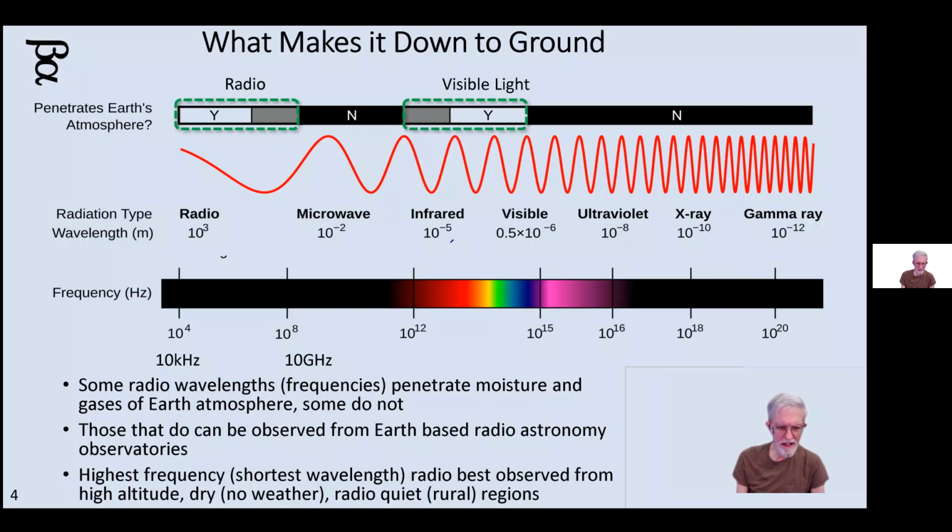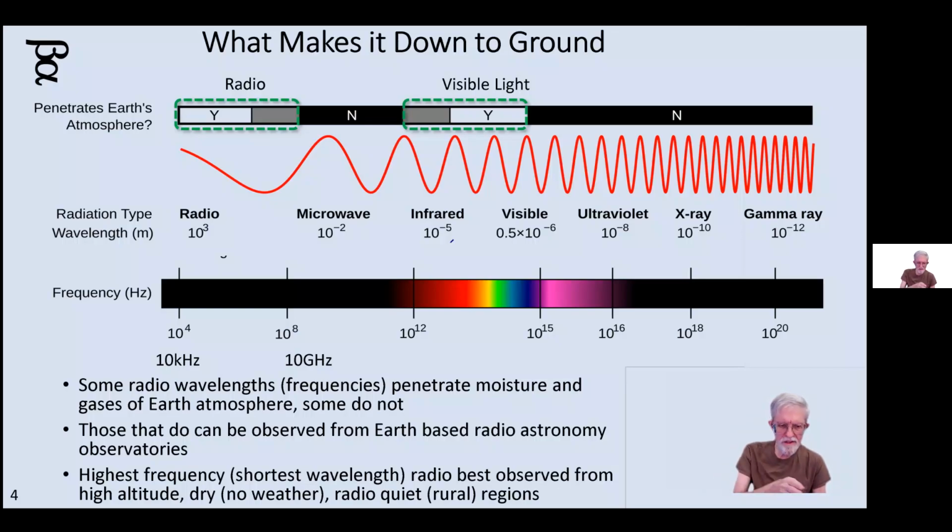When you see 10 to the fourth and 10 to the eighth, it actually goes up to 10 to the 10th. You don't really get a feel for it. But if I say it's from 10 kilohertz, or 10 thousands of cycles per second, up to 10 gigahertz, which is billions of cycles per second, then you get a feeling for the wide range of radio frequencies that we have there that do penetrate the atmosphere. So the ones that do make it down, we can actually observe.